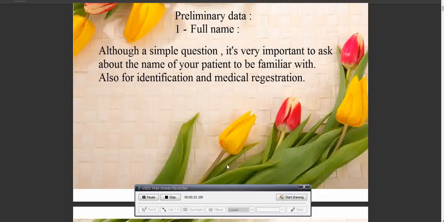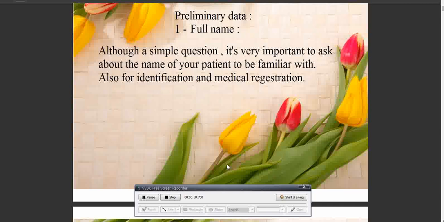Start by full name. The preliminary data is just the same as the biodata. So what you talk about here is the configuration of the information available to the patient. So that is the biological data. That is what we call the biodata. So we're gonna have the full name as first one.